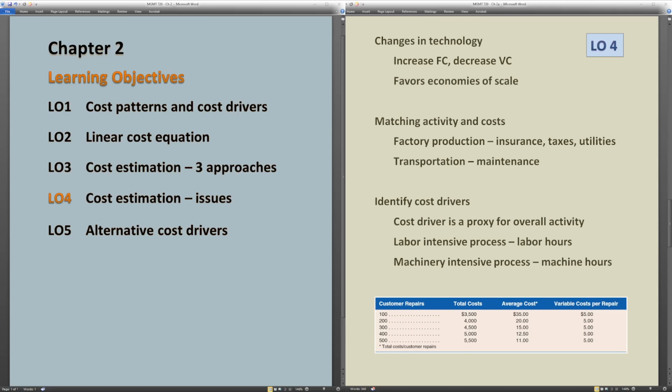And this last chart down here is just an example of economies of scale. This is what you're trying to do. So if we just look at that first line, 100 repairs, total costs $3,500, average cost $35. Okay, well, let's stop right there. You can see 100 times 35 is $3,500. Now, what is the variable cost? The variable cost per repair is $5. So what we don't know from this chart is what is the fixed cost. So if I multiplied 100 times 5, well, that's going to come up to $500. So the total costs are $3,500.